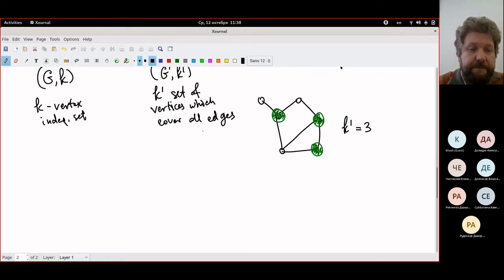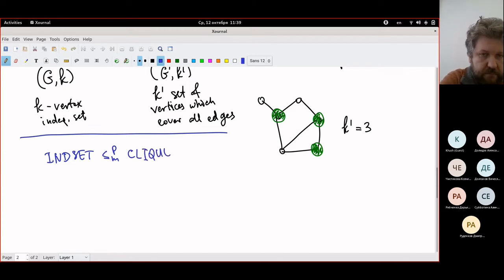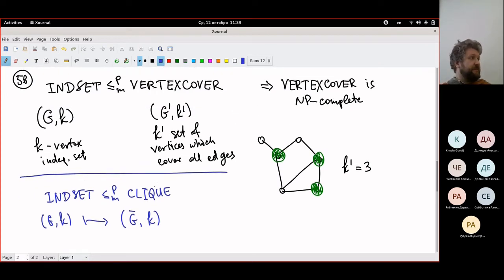First let's recall how we reduced, say, independent set to clique. Here we had G and K, and we mapped it to the complement of G with the same K. So an independent set in the original graph of size K corresponded to a clique of the same size in the complement graph, right? Where there was no edge, we drew an edge, and all the original edges were removed. Here it's similar, but a bit different. How can I transform an independent set into a vertex cover? Or do it from vertex cover to an independent set? It's again going to be dual.